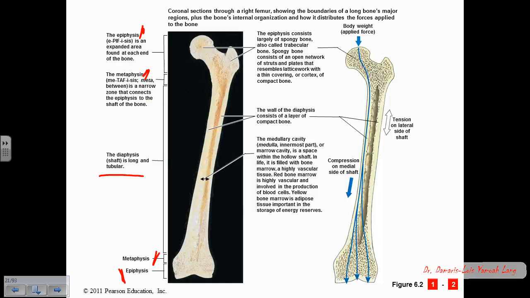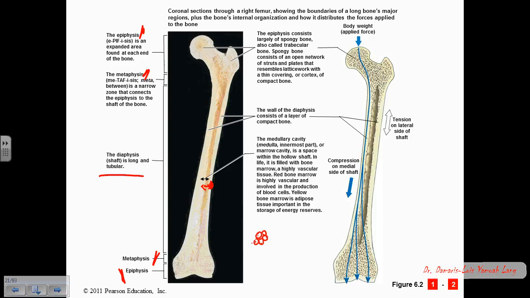So I mentioned to you that if this part is compact bone and then these parts are spongy bone, and I mentioned to you that the compact bone is made up of what? Osteons, right? And each osteon has what? Central canal with blood in there. So there's blood all over. But where did the blood originate from?